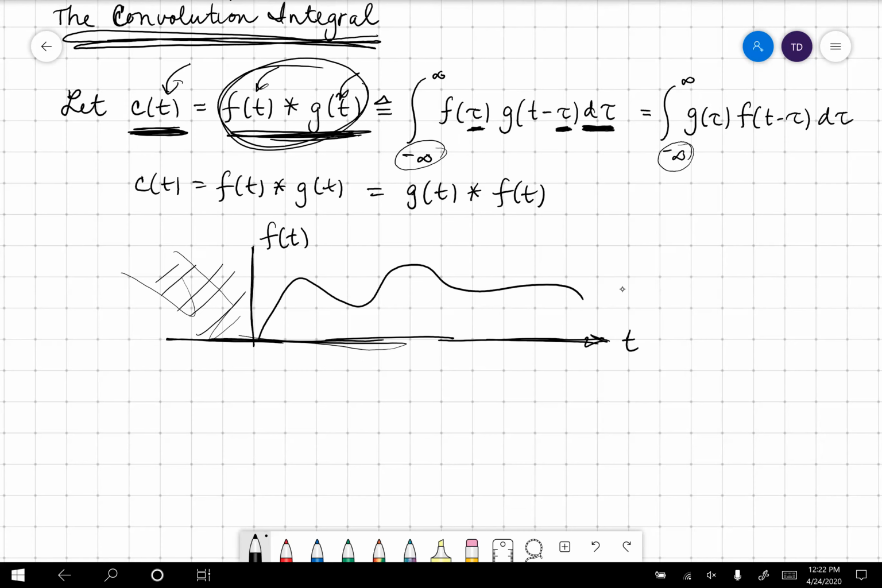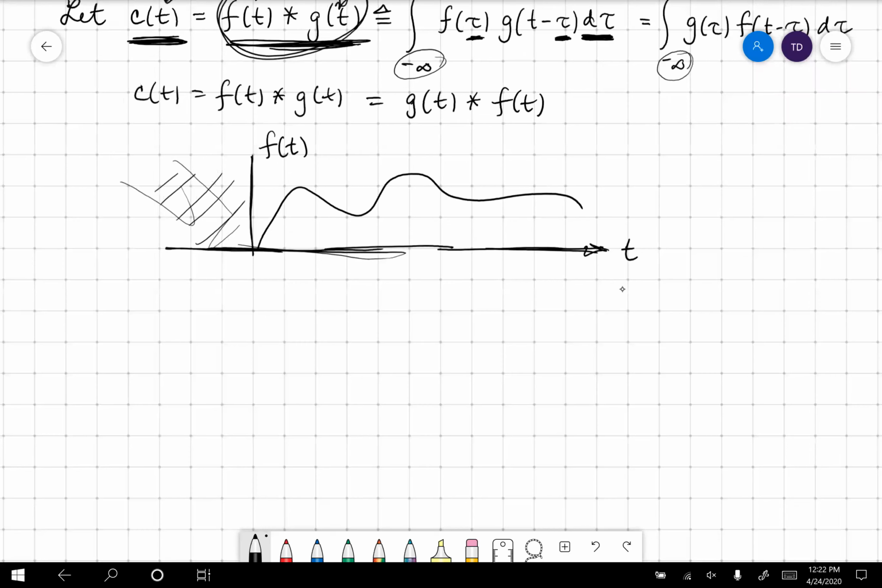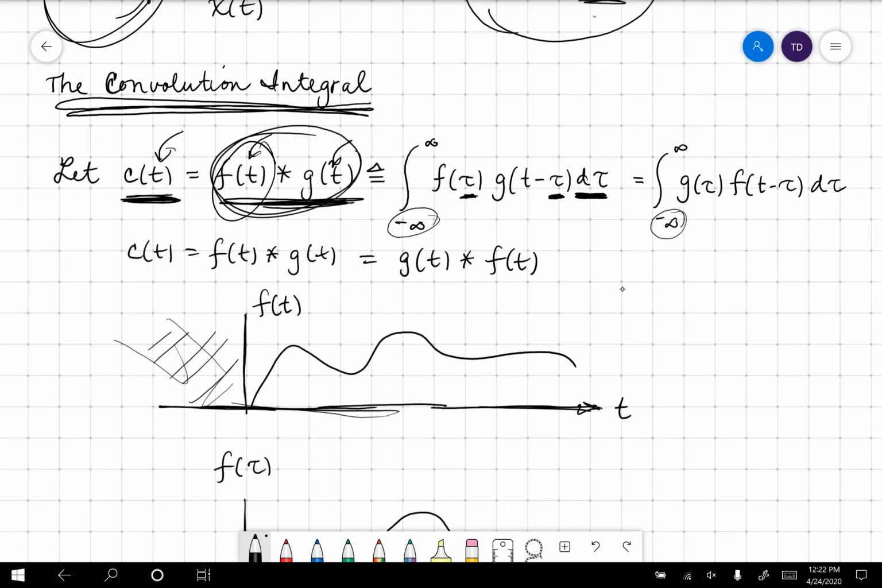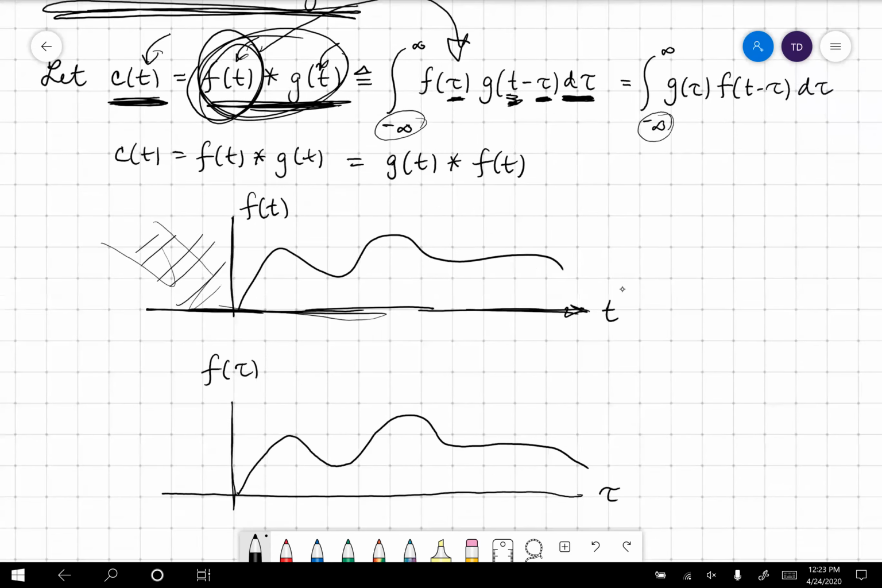Here's the first question: what is f of tau? The answer is, all I'm doing is changing the name of the axis, and the function looks identical. I'm going to have a hard time drawing this to be identical, but it's the exact same function. So when we do this convolution integral, we take this function in the time domain and change it to be a function of tau. Why do we do that? So that we can integrate away the tau and get a function left that is a function of time, which is what we want when we do our convolution integral.